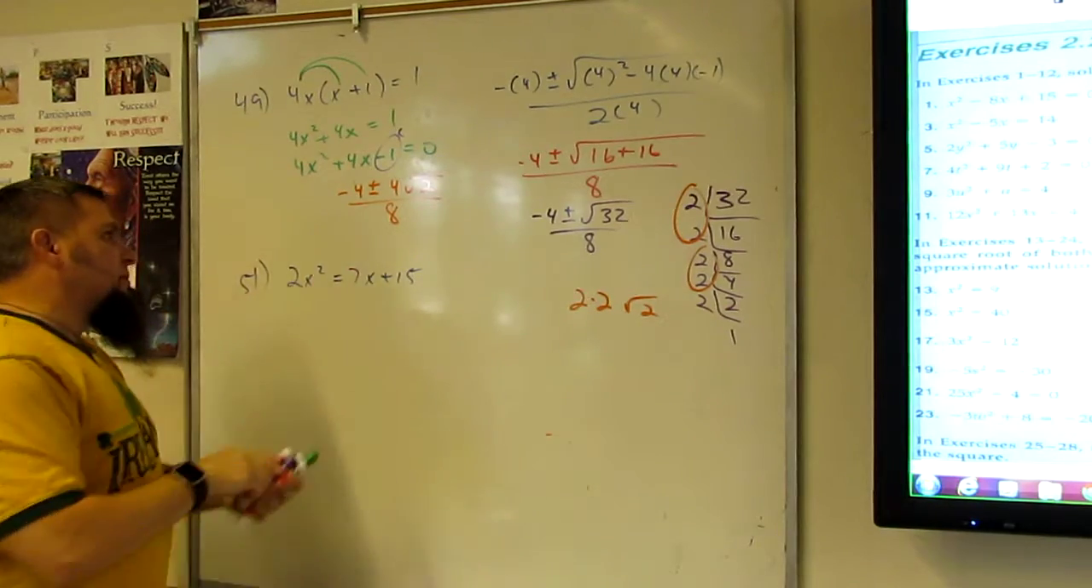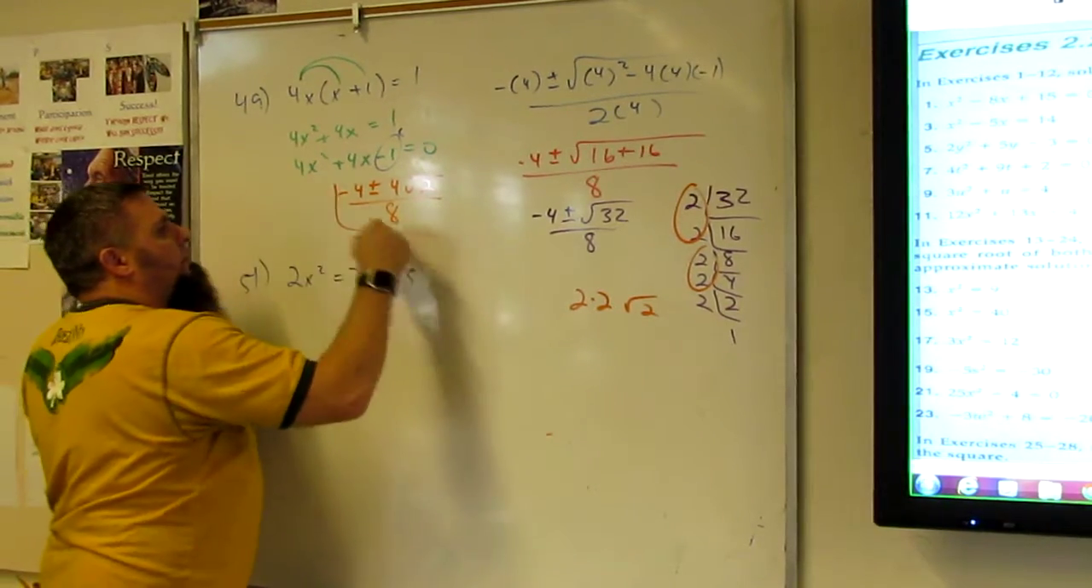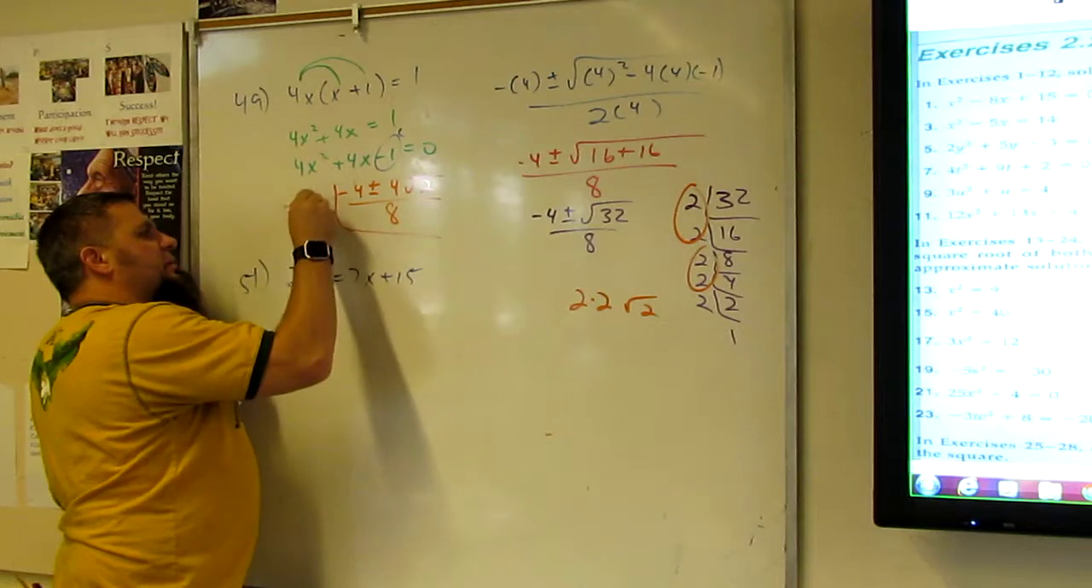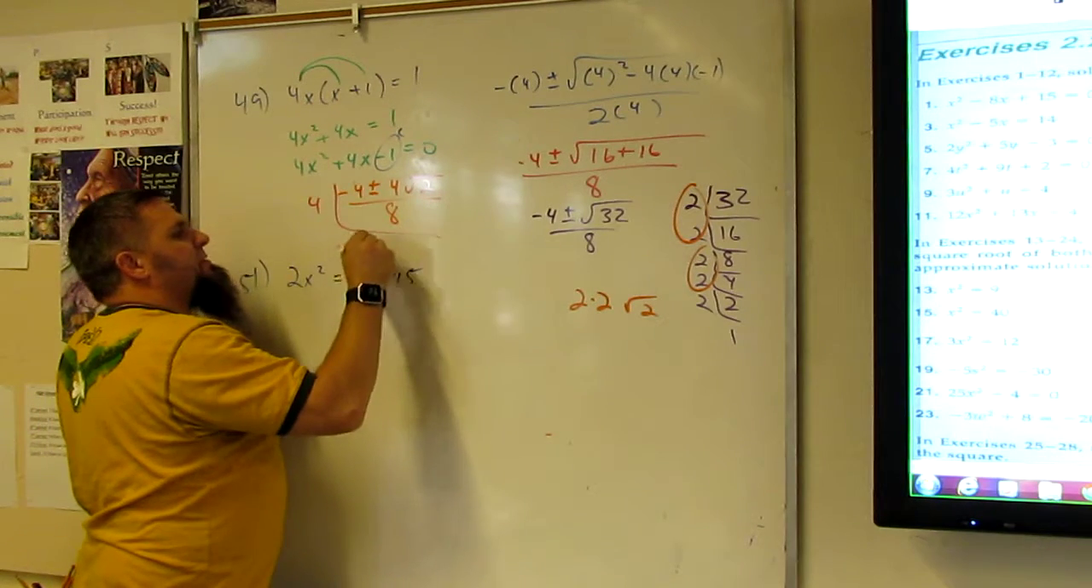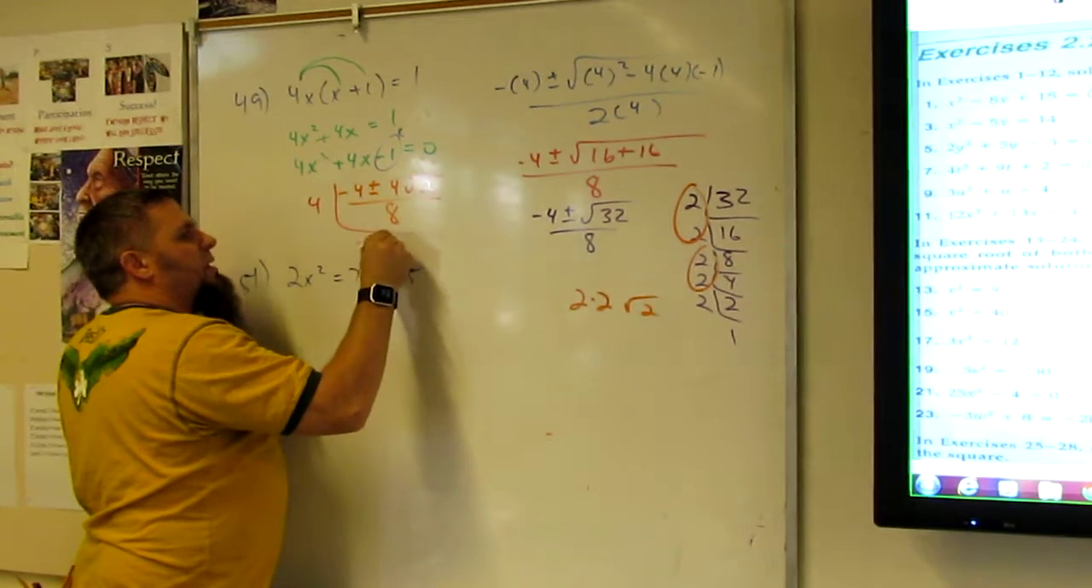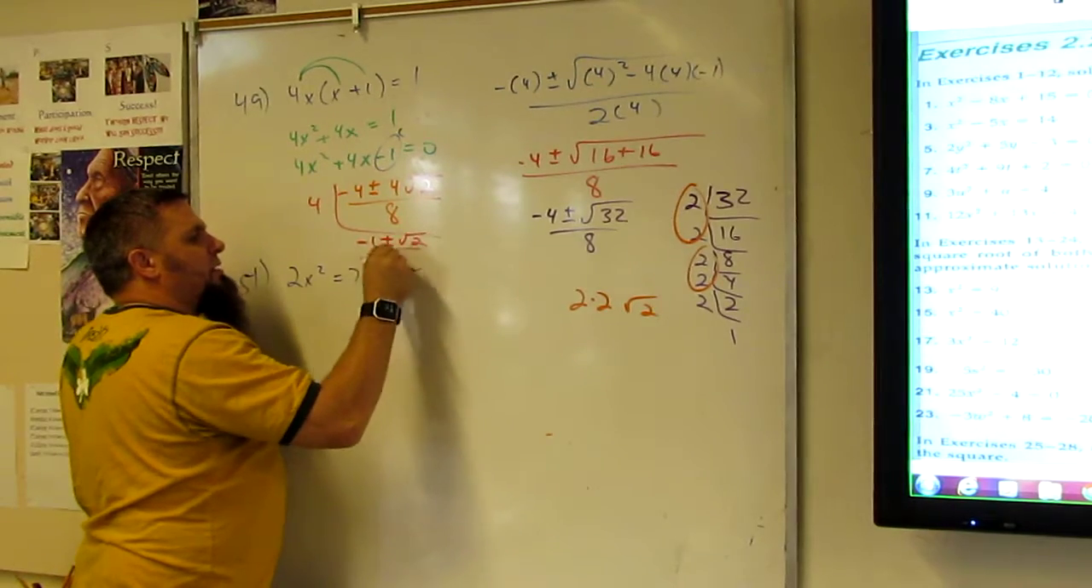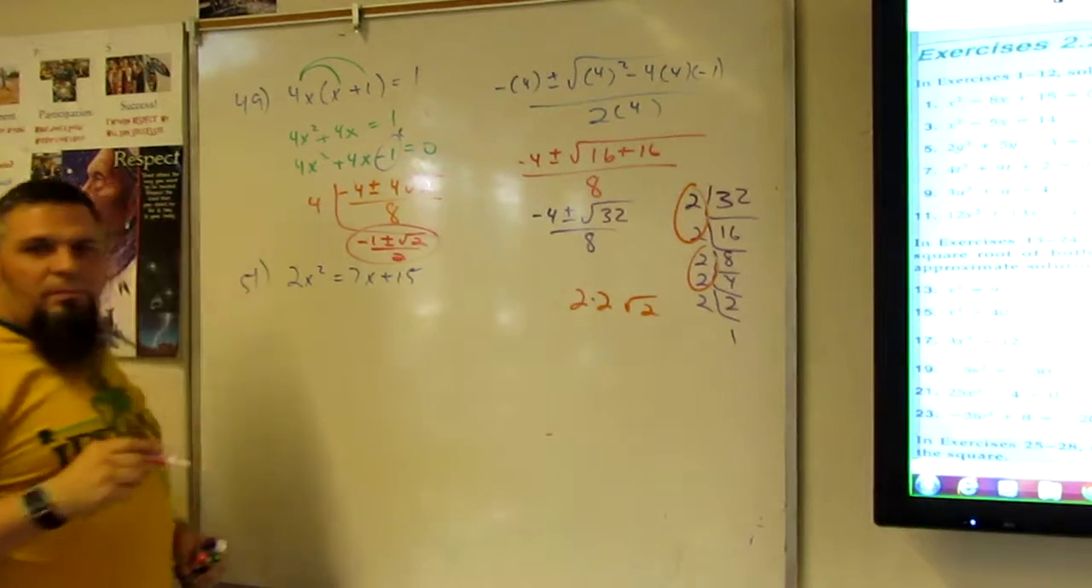So what goes into 4 and 8? How many times? So -1 plus or minus the square root of 2, all over 2, and that's it.